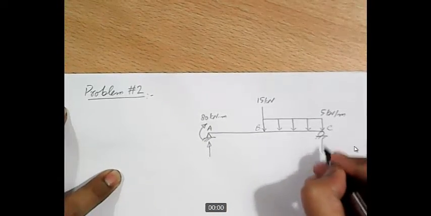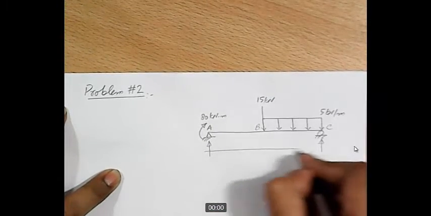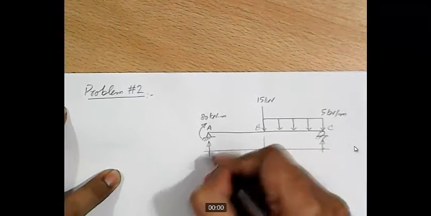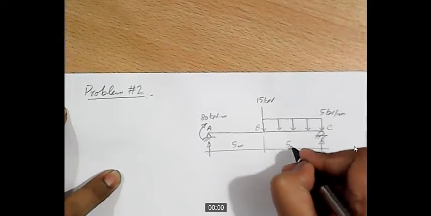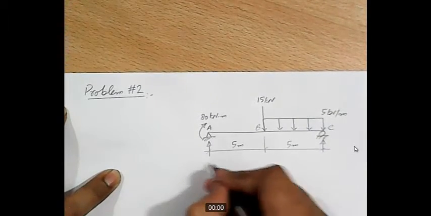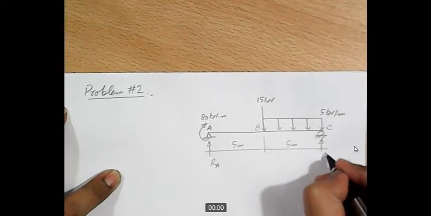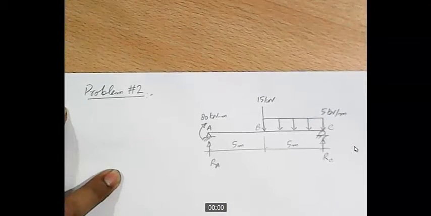We'll have two reactions. These distances are 5 meter and 5 meter. This is RA and this is RC. So this is the given problem, and our objective is the same. We want to draw shear force and bending moment diagrams. The first step is to calculate the reactions, and as we discussed earlier, no matter which method of plotting of SFD and BMD you are using, the reaction calculation remains the same.